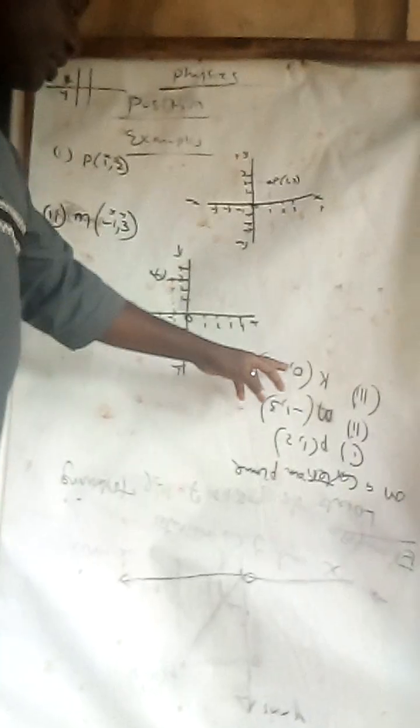Now, I want you to look at the third one, 0 and 2.